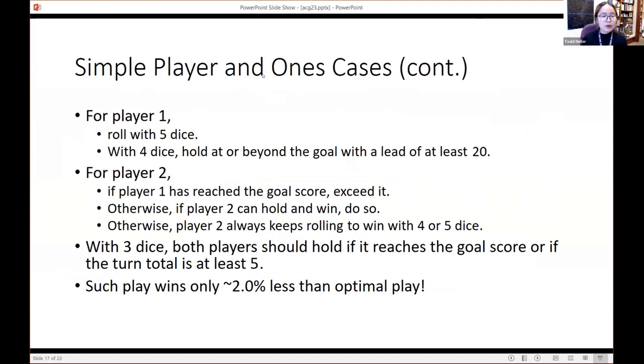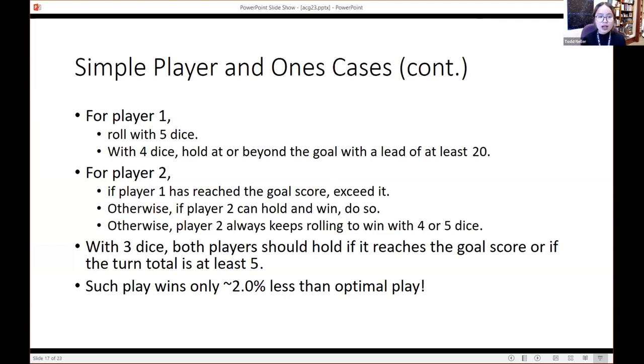So we want to introduce our simple player and one cases policy, where it will help reduce the winning gap of two players from around 10% to only 2%. For player one, they will always roll with 5 dice. Before, when they have 4 dice, they will start to hold at or beyond the goal with a lead of at least 20.